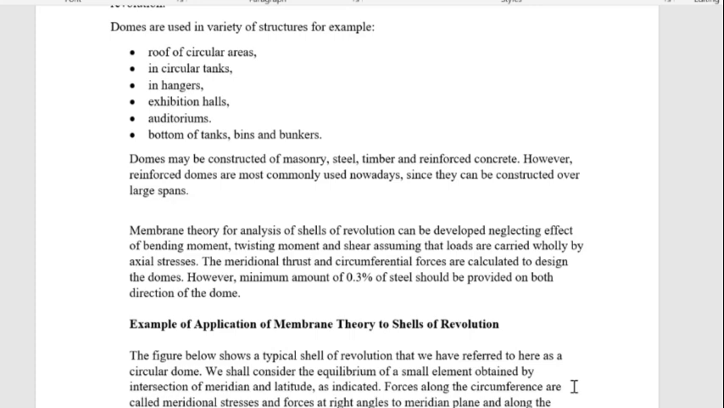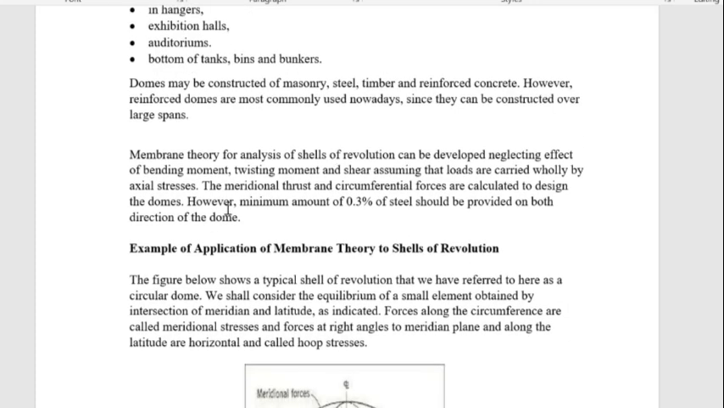So there are 2 types of thrust, the meridional thrust and circumferential forces, which we use to calculate and analyze the dome. When you're doing the actual design, remember there's a minimum amount of steel that should be provided in both directions of the dome. Also refer to the requirements of the design of water retaining structures before you finalize and get to your drawing.